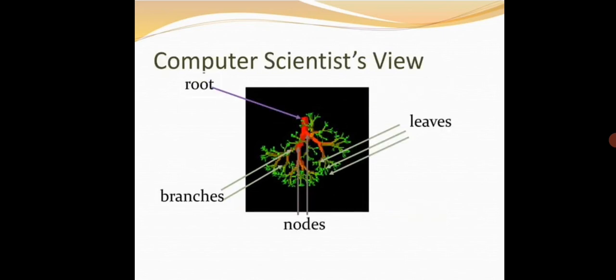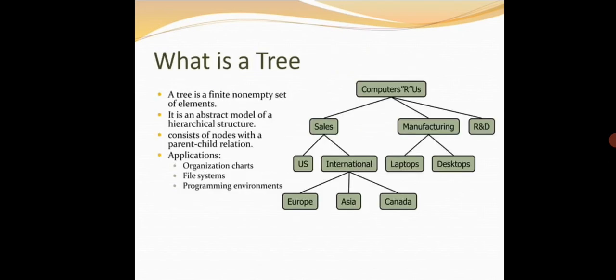Nature of a tree. In normal nature, we see a tree as having leaves, branches, and a root. In computer science, it is the opposite. The tree is upside down and the root node is the parent node, with leaves, branches, and nodes. What is a tree in a data structure? A tree is a finite non-empty set of elements.